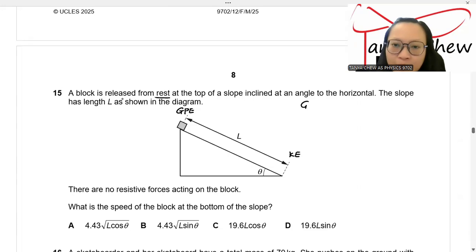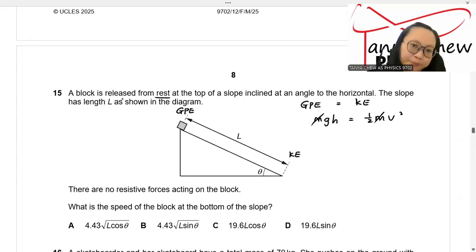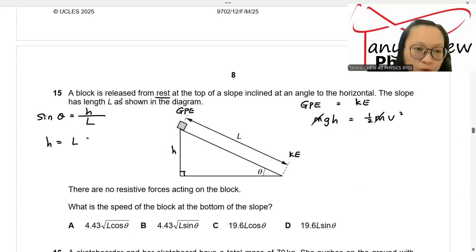So I am going to use the principle of conservation of energy. GPE is converted to KE. GPE is mgh, KE is half mv squared. You can just cancel off the mass. Now, GPE relates to height, but in the diagram given, this is L. So I have to relate H and L. This is a right angle triangle and theta is given. So H is related to sine theta, opposite of theta. Sine theta is equal to H over L, where L is the hypotenuse. That is why H is equal to L sine theta.